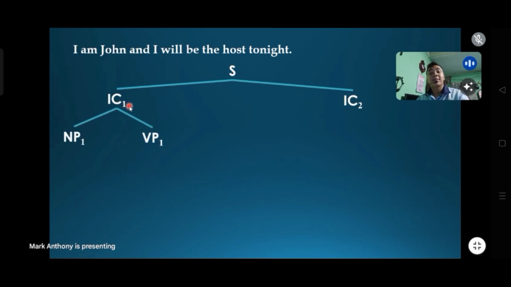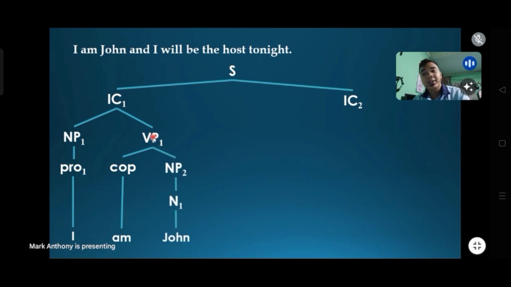So independent clause 1 is divided into its subconstituents. We have the noun phrase and the verb phrase. And since the sentence is using a pronoun, we'll be writing here a pronoun and the word itself, which is I. So we have here the word cop, which means copula. And another noun phrase, which is the word John. Reading it in its linear order, it would be I am John.